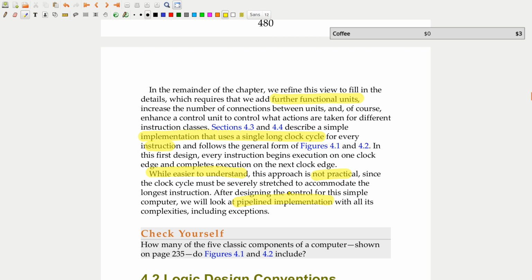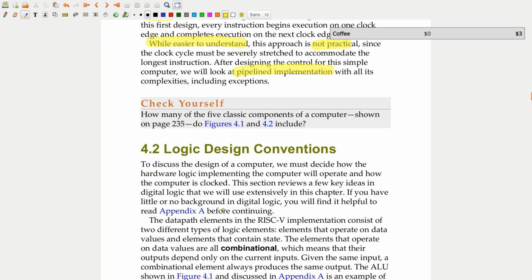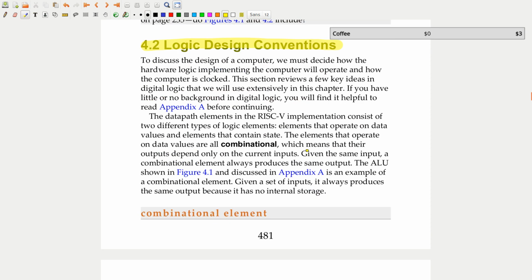So the main difference between a pipelined implementation and a single cycle implementation, and say a multi-cycle implementation, between that of the pipelined and the multi-cycle, they're very, very close. So we can just skip over that. So now let's look at some logic design conventions. So these may be familiar if you tuned in last Friday when we started the logic design textbook, but if not, this will be a good review.